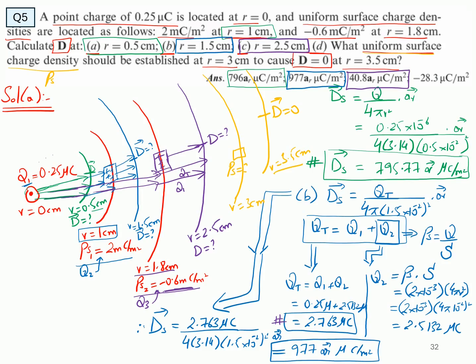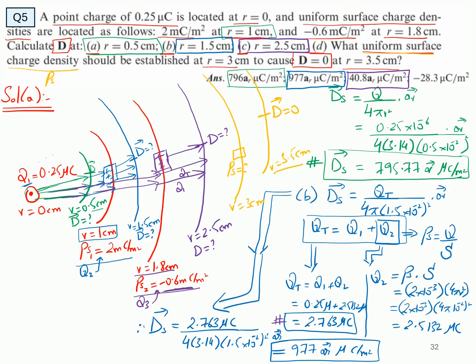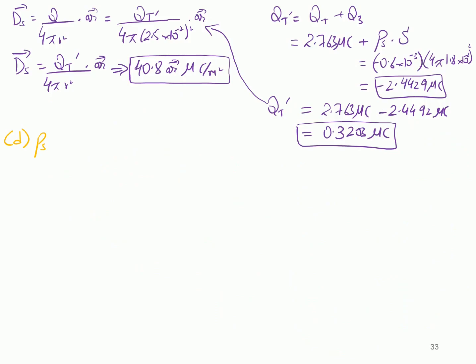So if I look at rho of s, let me write it first. Now for the final part I need to find the rho s, let us say, such that, and this is located at r equal to 3 centimeter, and it causes D equal to 0 at r equal to 3.5 centimeter. So this is what I need to find.